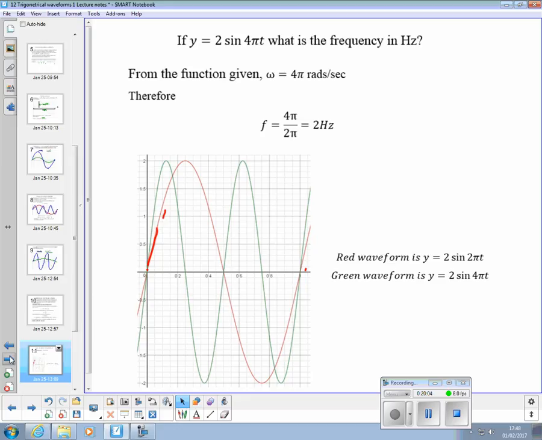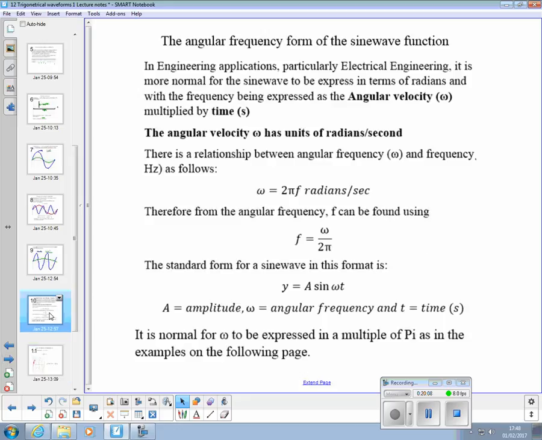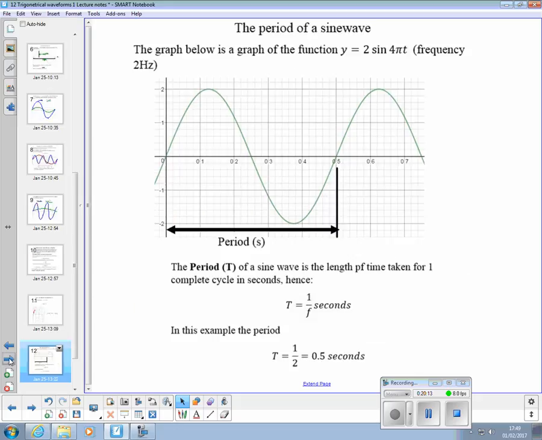All right? I've gone backwards. Go forwards.